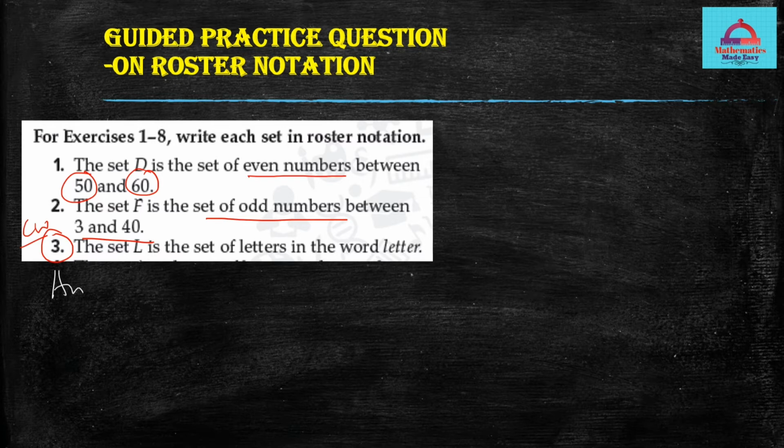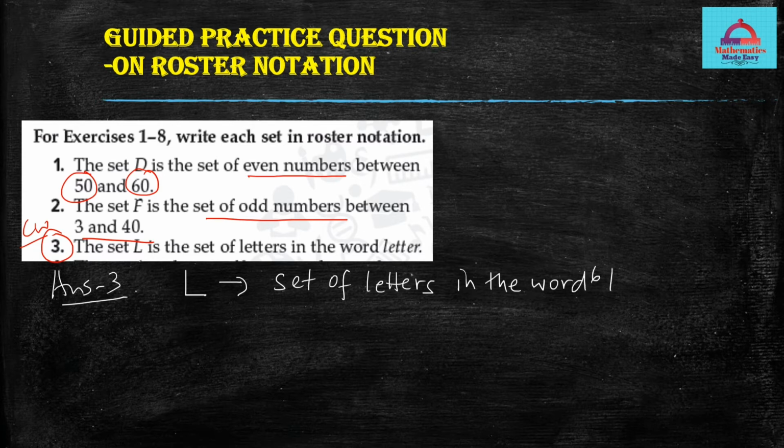So I'm putting the answer for the third here. So here you are describing the set. Already the alphabet is given. So which alphabet are you taking? L. And what is this describing? It is giving you the set of letters. So letters means you're taking each letter one at a time in the word. So which word am I choosing? The word is also letter. So let's see how we can list the elements.